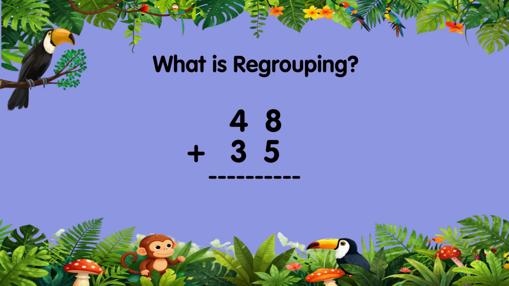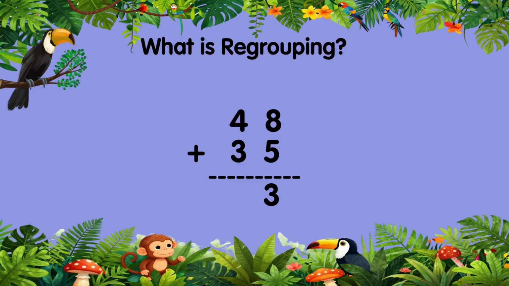Let's add 48 and 35. First add the ones. In the ones place we have 8 and 5. 8 plus 5 equals 13. Write 3 in the ones place and carry over 1 to the tens place. Now add the tens. 1 carried over plus 4 plus 3 equals 8. Write 8 in the tens place. So our answer is 83.